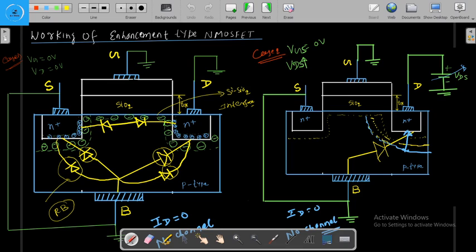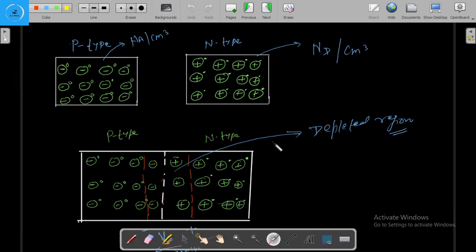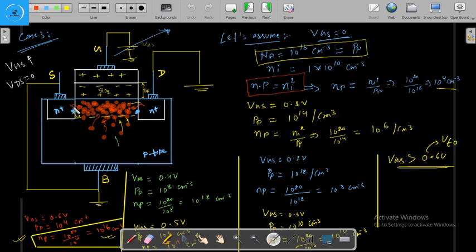Now what we are doing, we are still making the gate to source voltage 0 volt, and we are applying the drain to source voltage here. So on increasing the drain to source voltage, we have seen only the depletion region width at the drain is increasing, because this diode is in reverse bias, right?